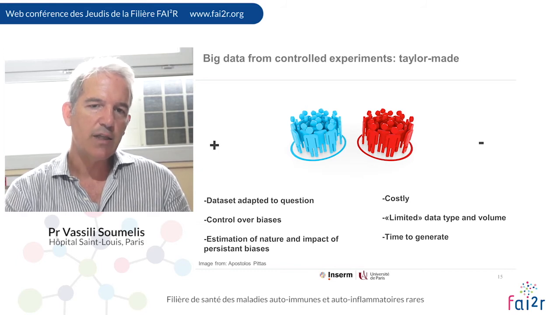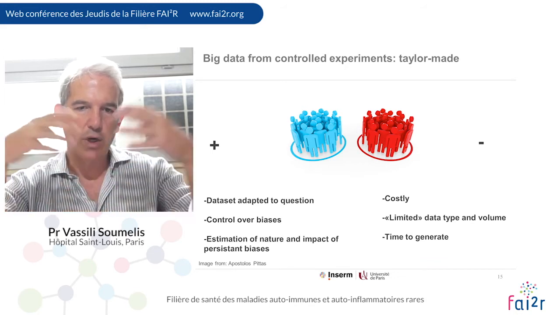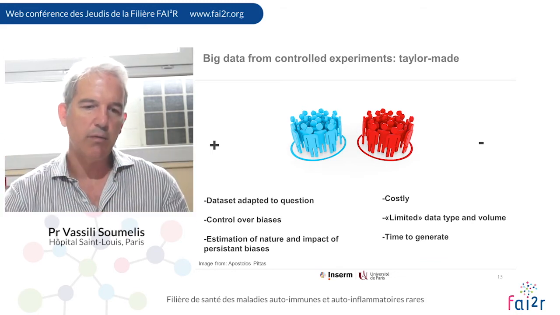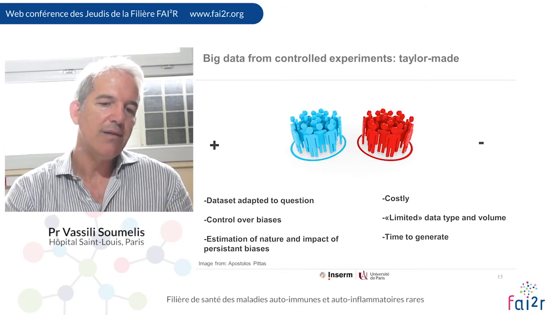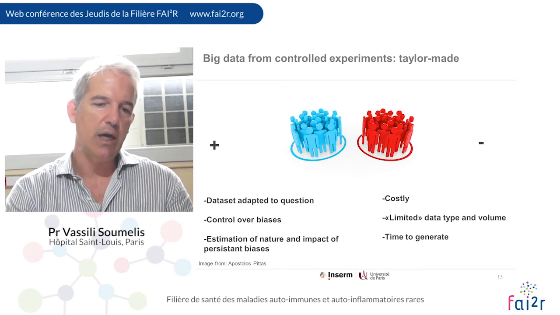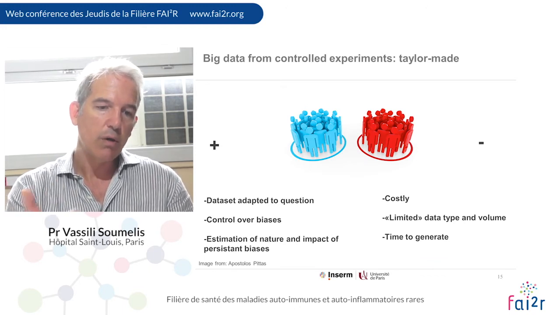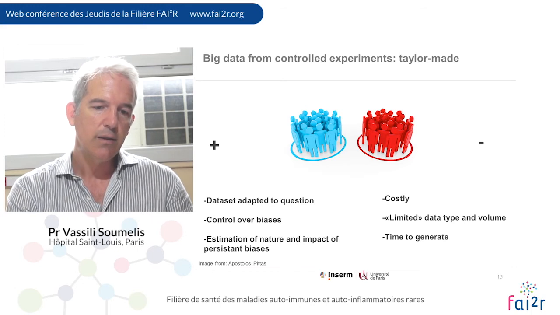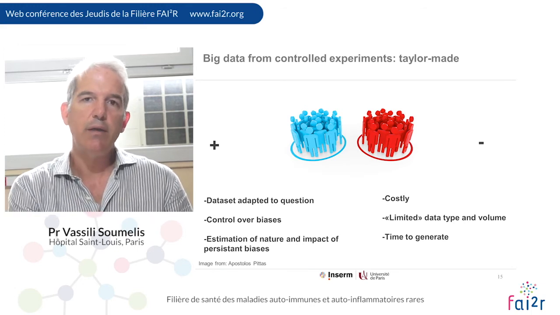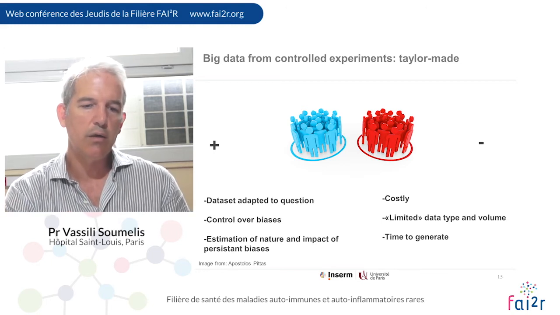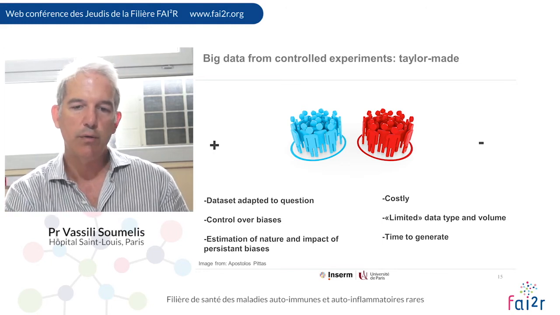So the positive aspects of these types of controlled experiments, a clinical trial being an experiment by itself at the level of a patient population. The data sets are then better adapted to the question that we're asking. We can control over biases and estimate the nature and impact of persistent biases that cannot be completely controlled.